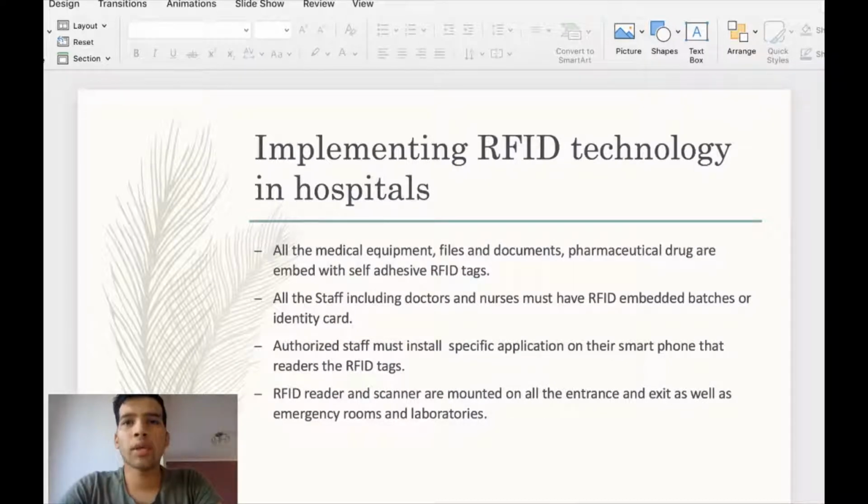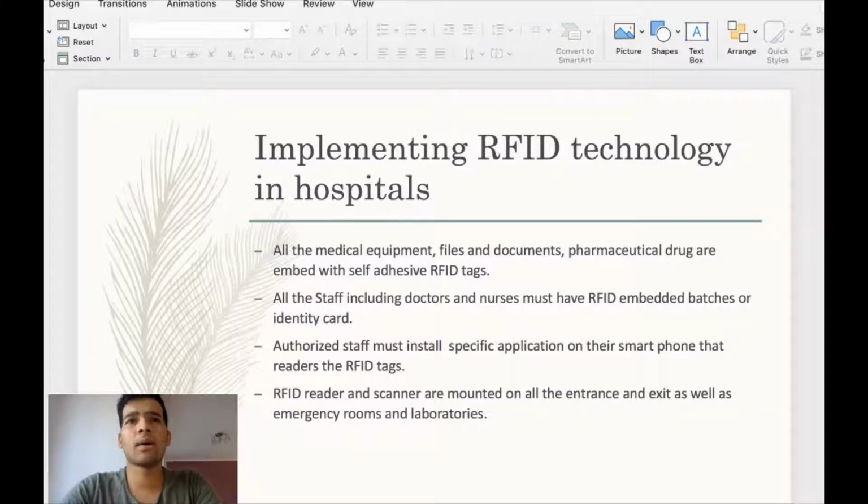Okay, so what can be done to implement RFID in hospitals? Implementing RFID technology improves the quality of services and control over physical and logical access of the system. All the medical equipment, files, documents, and medical drugs are embedded with a self-adhesive RFID tag. All the staff, including doctors and nurses, must have RFID embedded badges or identity cards with them.